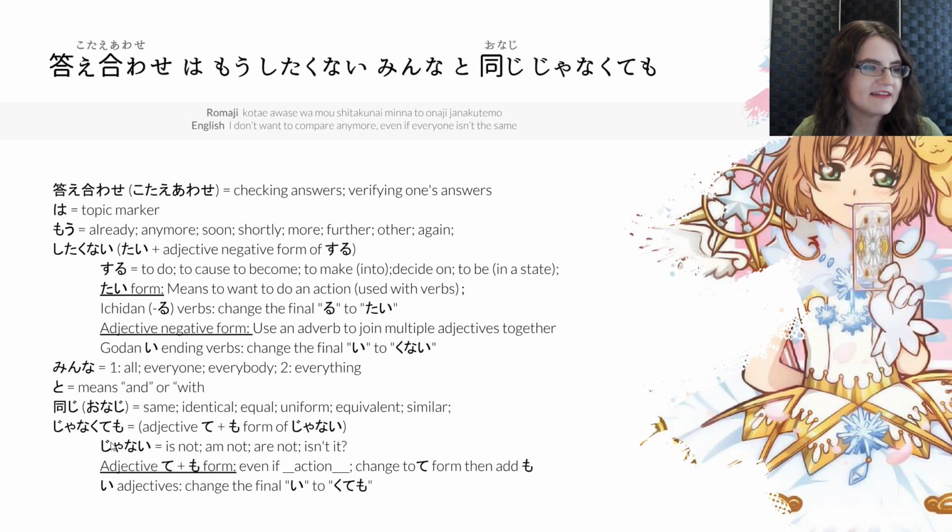So, like, yeah, even if we aren't the same as everyone, I don't want to keep checking my answers. It's kind of like, I don't want to compare anymore, even if everyone isn't the same. It's kind of a weird way to put that, but she's kind of saying the same things she was saying before. You know, we're all different. We shouldn't compare each other to one another.